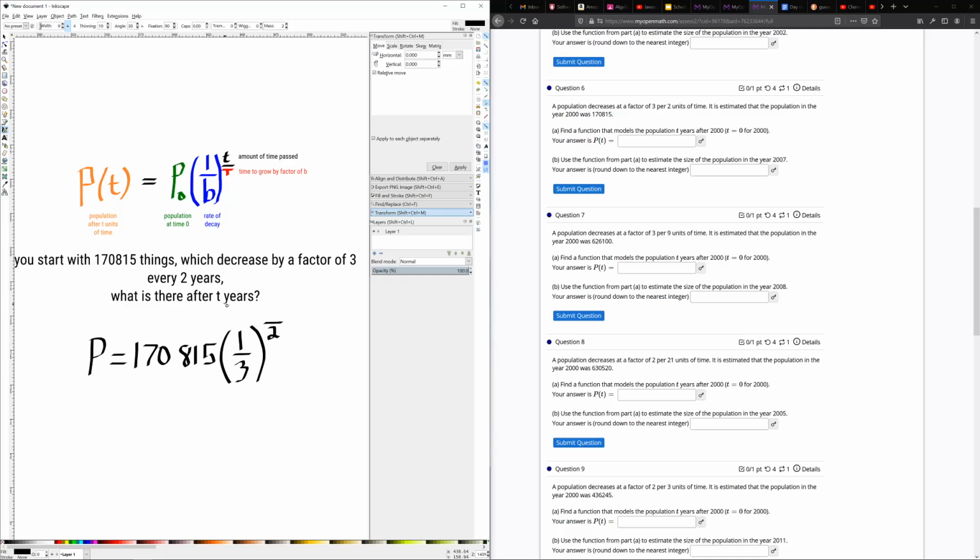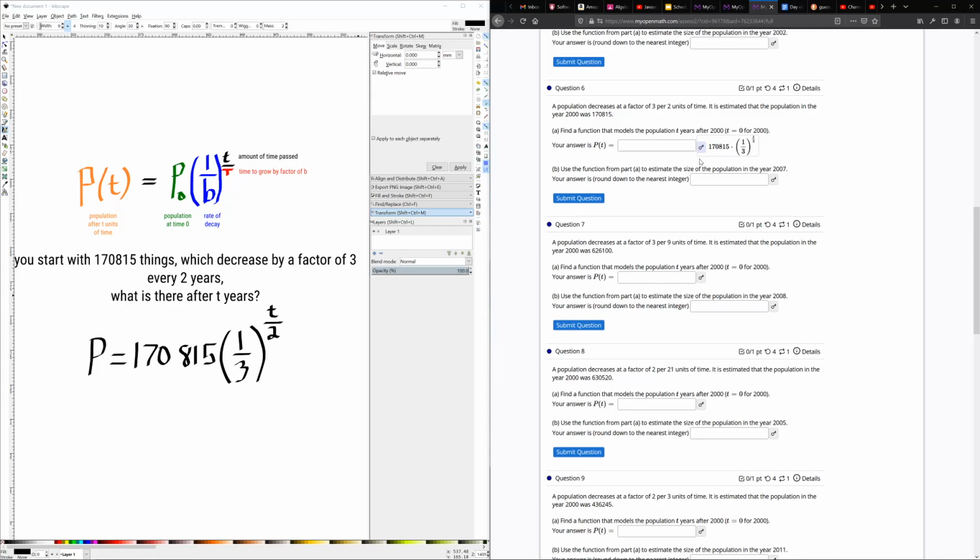So when I first want to know as a function, I'm going to leave this time as a variable, and I'm going to put in a t. And that's exactly what they want. 170,815 times a third to the t over 2. That's your function. You just plug into this thing now. Where instead of putting a 3 when you grow by a factor of 3, if you decrease by a factor of 3, you make this a third. And you got to use parentheses.